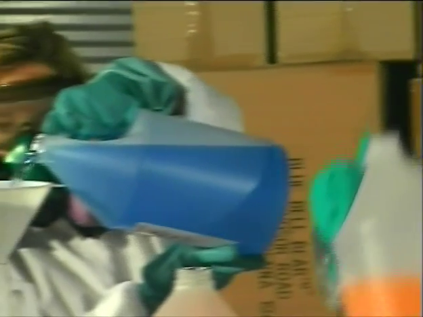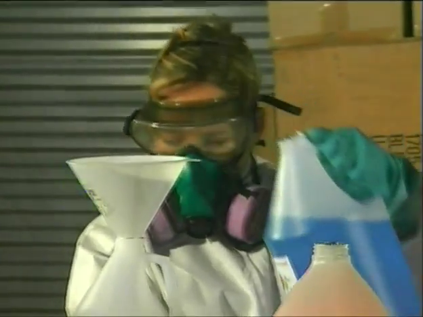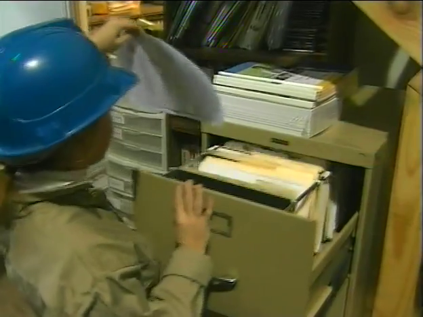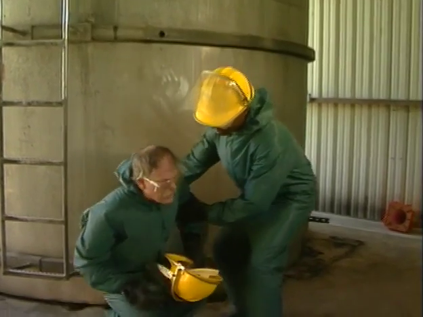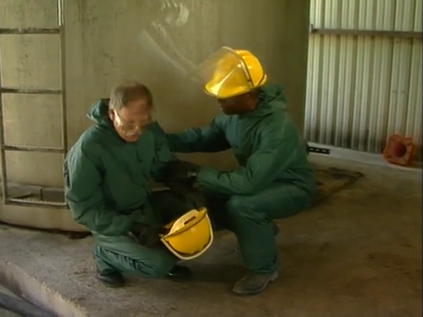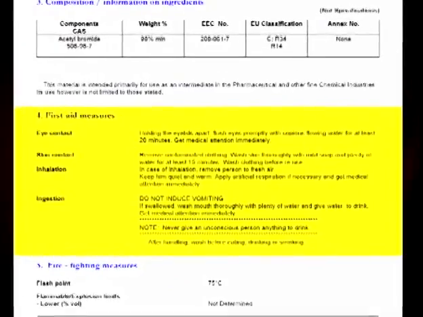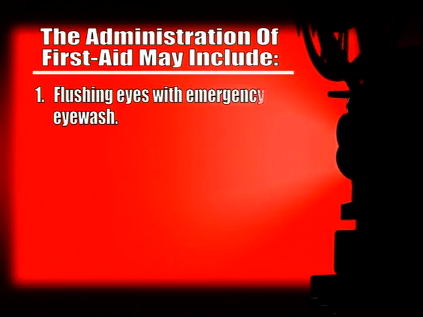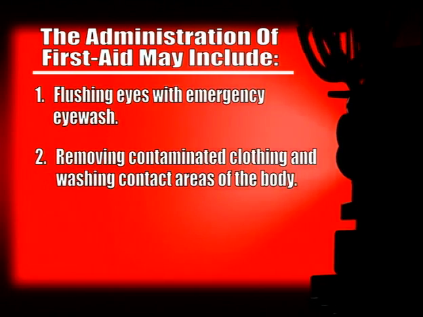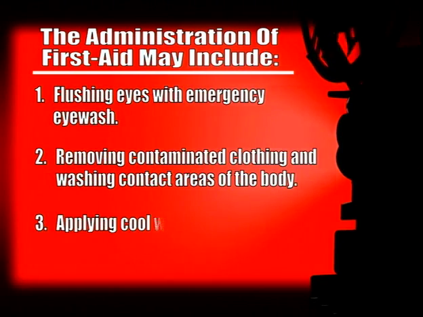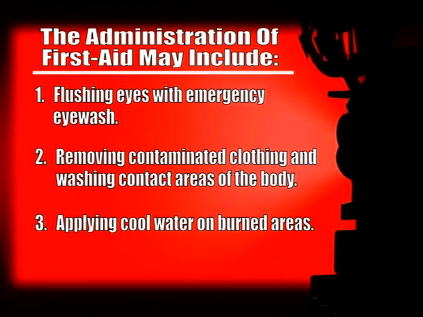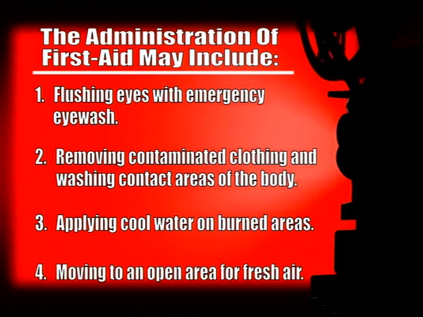Avoiding exposure to hazardous chemicals is extremely important. Following chemical labels and MSDS warnings will help minimize exposure. If an employee is exposed, then steps need to be taken to limit the effects. First aid instructions are listed on the MSDS and should be followed until medical help arrives. The administration of first aid may include flushing eyes with emergency eye wash, removing contaminated clothing and washing contact areas of the body, applying cool water on burned areas, and moving to an open area for fresh air.